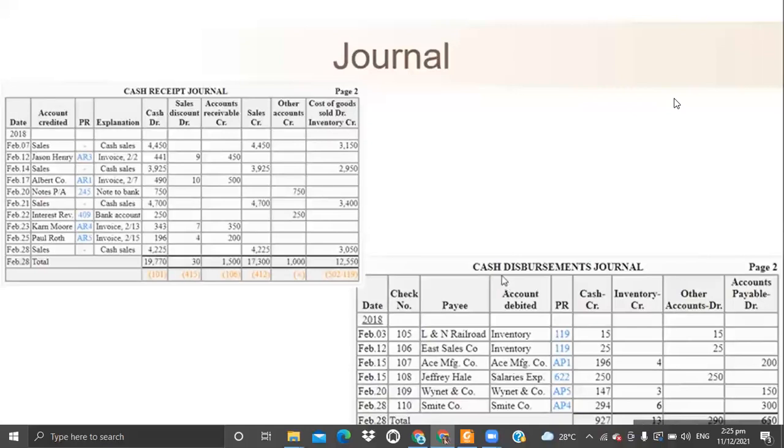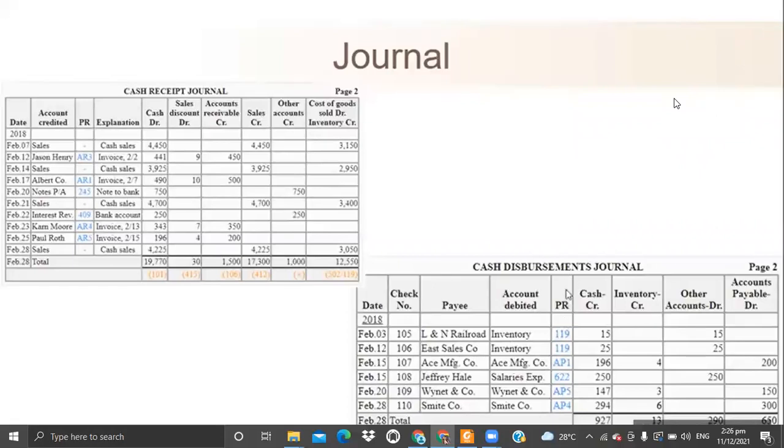For the cash disbursement journal naman, ito yung mga pay for, kumbaga ito yung dapat natin bayaran. Tapos kung ano yung account na na-debit, kumbaga ano yung naging involve. For example, bumili ba tayo ng inventory, nagdagdag ng inventory, nagbayad ba tayo ng salaries. Or yung name na lang din ng company na binayaran natin.